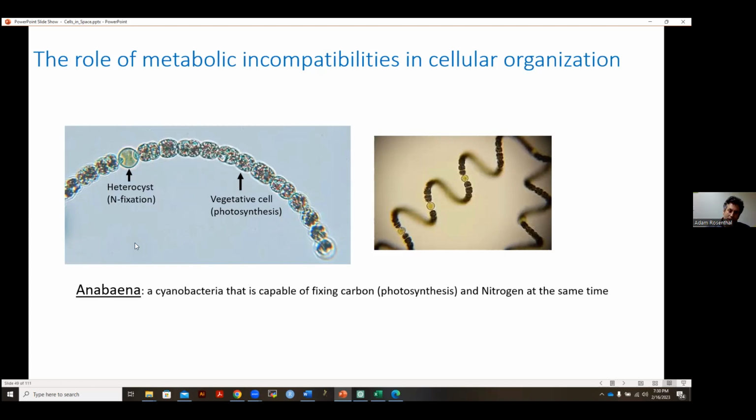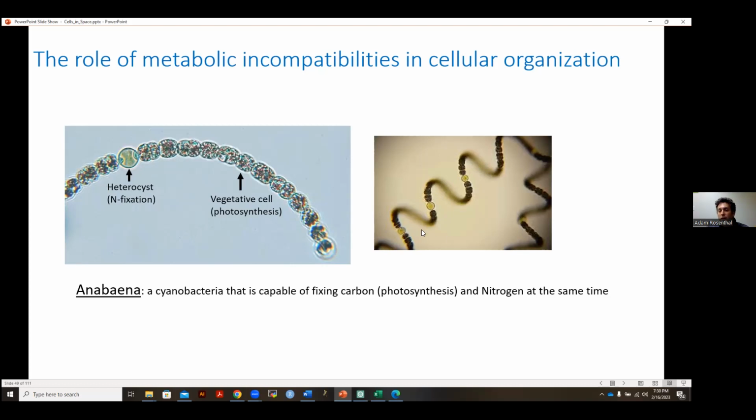But the way Anabaena does it is by actually dividing into different cell types. So this is a picture of Anabaena, and you can see that you have these vegetative cells, which are photosynthetic, and you have these heterocysts, which are fixing nitrogen. And if you look at a really long chain of Anabaena, you can see that the heterocysts are spaced very nicely apart from each other. So this looks almost like some jewelry. Looks like a nice necklace maybe.